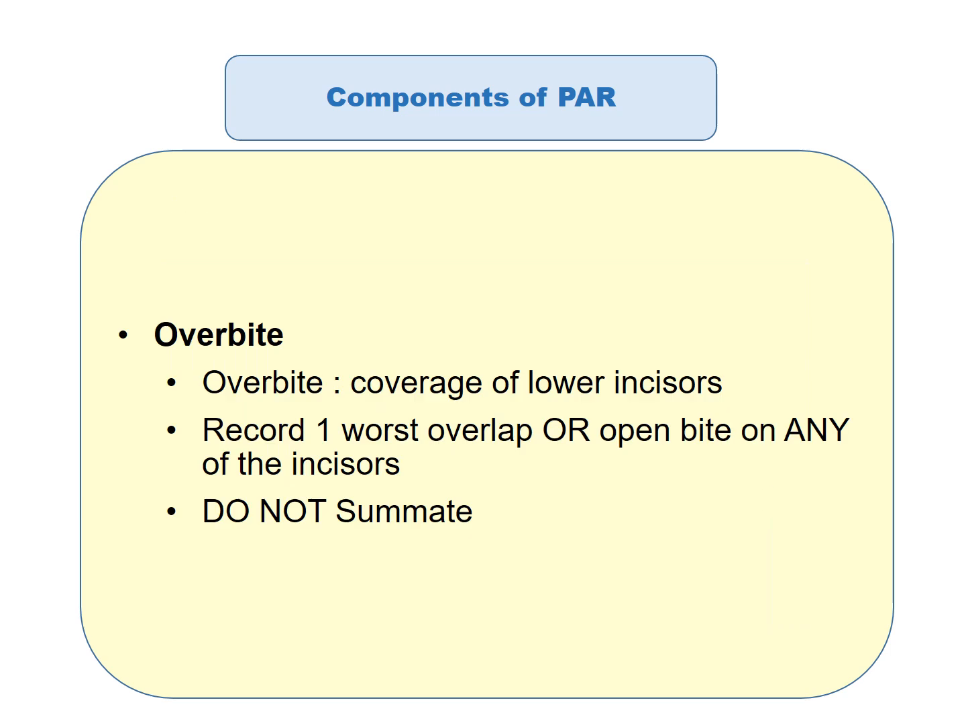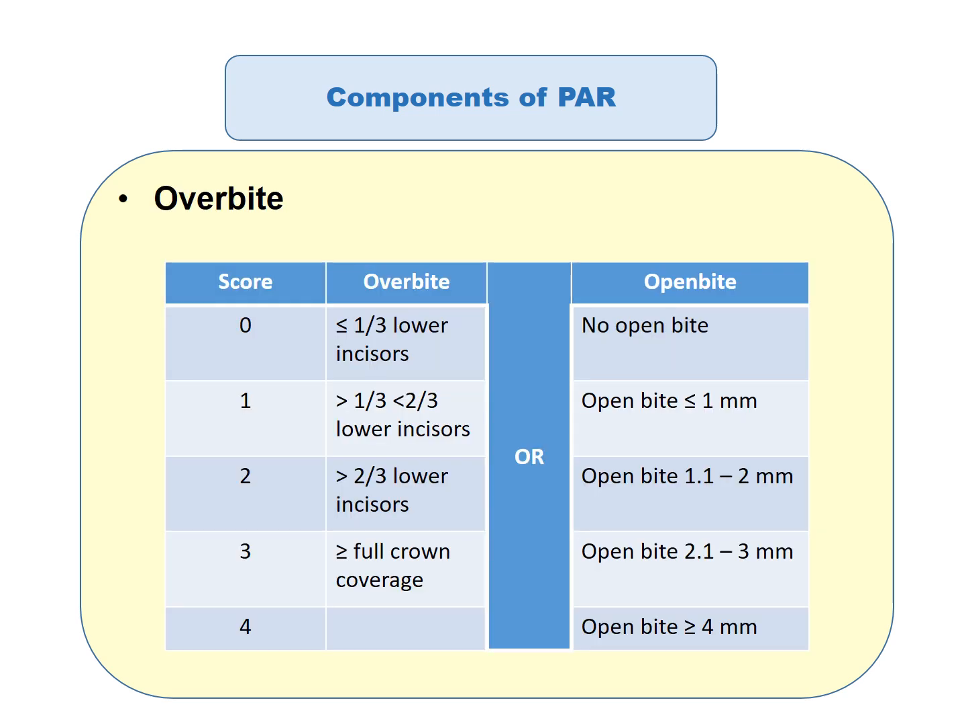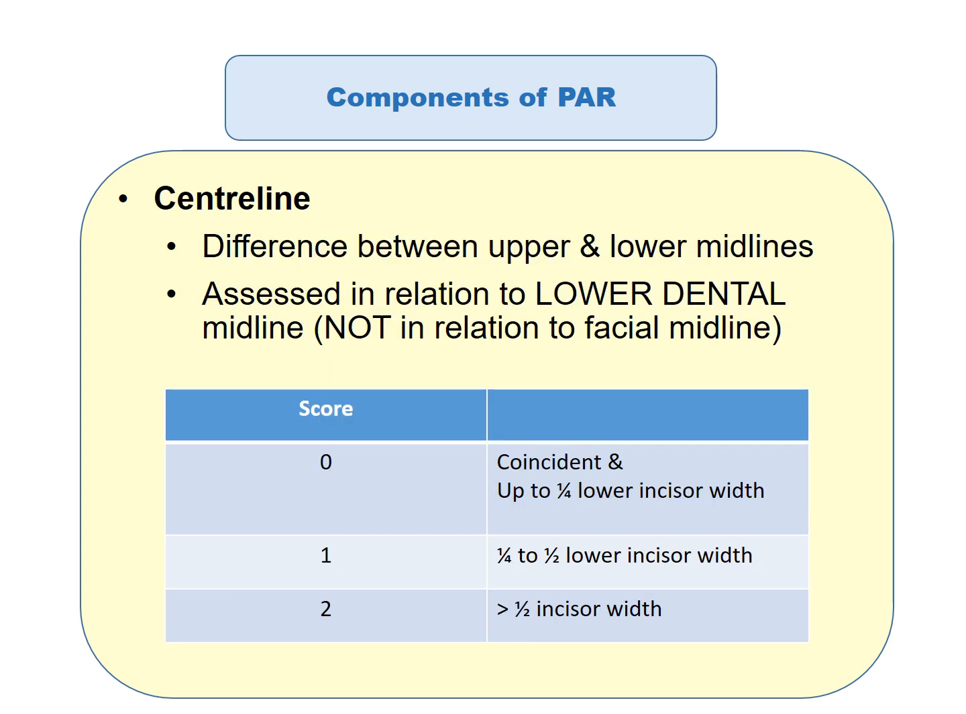Now, the overbite is defined as the coverage of the lower incisors, and the one worst overlap or open bite on any of the incisors is recorded, and it is not summated. This is the score for the overbite and open bite, again ranging from 0 to a maximum of 4. Now, the center line is the difference between the upper and lower midlines, and it is assessed in relation to the lower dental midline and not in relation to the facial midline. The scores range from 0 to a maximum of 2.